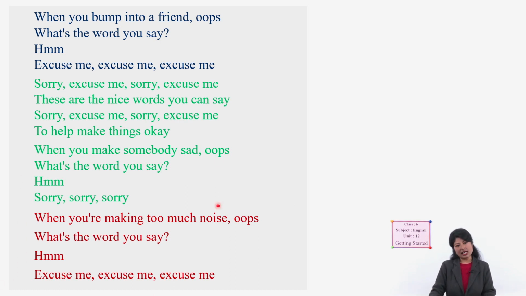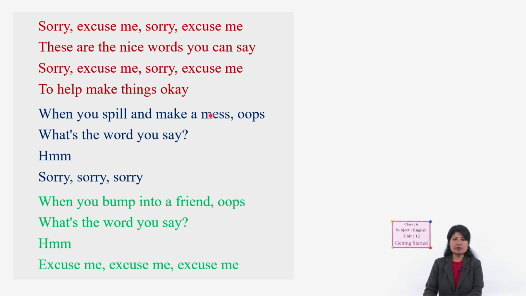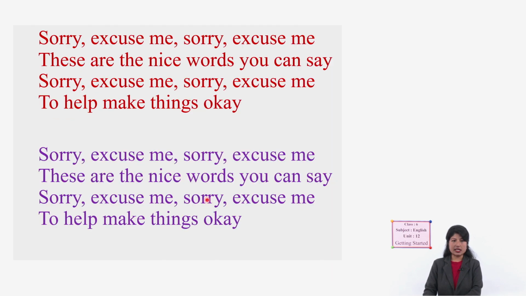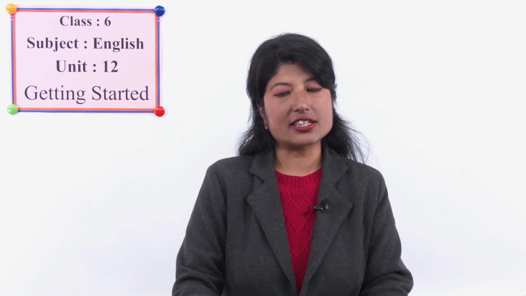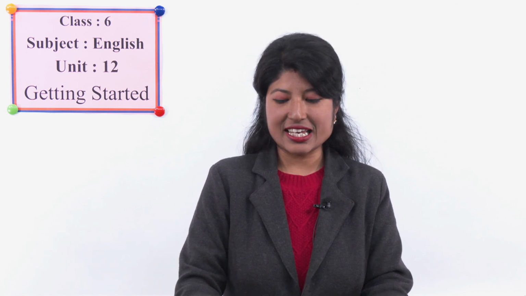Are there any more situations? Making too much noise, we have already discussed. Spill and make a mess, also discussed. Bump into a friend, discussed. Yes, all are repeated. These are the situations when you can say sorry and excuse me. I hope you have learned how to say sorry and excuse me. There are some other ways we will find out later on. Now, let's see what is next.